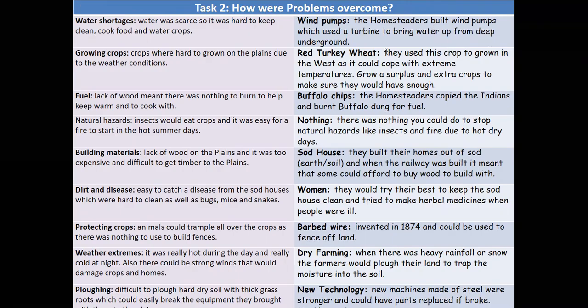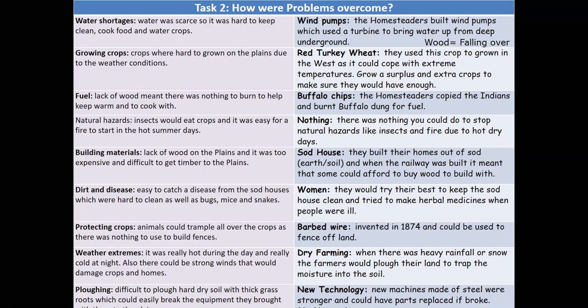Wood equals falling over. So that's the first thing that you could talk about in regards to the solutions, but there were some issues with the solutions.